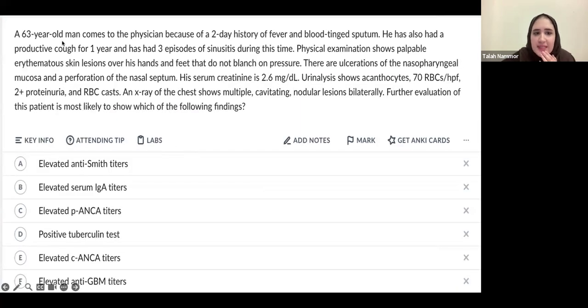Okay. Here, a 63-year-old man comes to the physician because of a 2-day history of fever and blood-tinged sputum. He also had a productive cough for a year and has 3 episodes of sinusitis during this time. So keep in mind, guys, we have blood-tinged sputum and fever and sinusitis. So we have the nasopharynx involved, we have the lungs involved. The physical examination will show palpable erythematous skin lesions over the hands and feet that do not blanch on pressure. There is ulceration of the nasopharyngeal mucosa and perforation of the nasal septum. So again, the nasopharynx is involved.